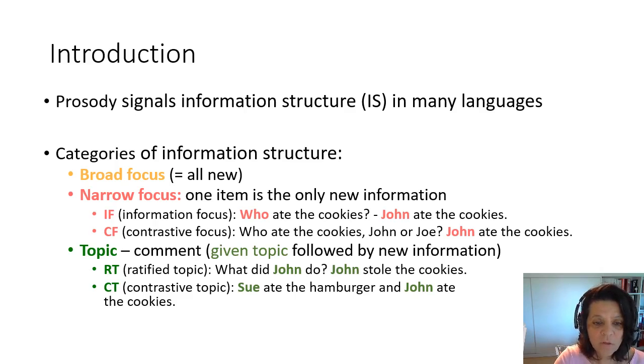Topic is what the sentence is about, and topics are usually given, followed by new information. So a ratified or continuous topic is when we continue to speak about the same referent. So what did John do? John stole the cookies. John is known before and he's a continuous topic. A contrastive topic would be if there are two topics at the same time standing in contrast. So like in this sentence, Sue ate the hamburger and John ate the cookies, Sue and John are contrastive.